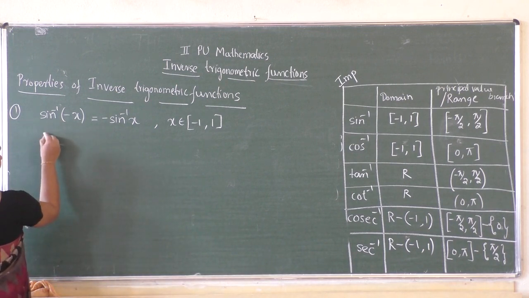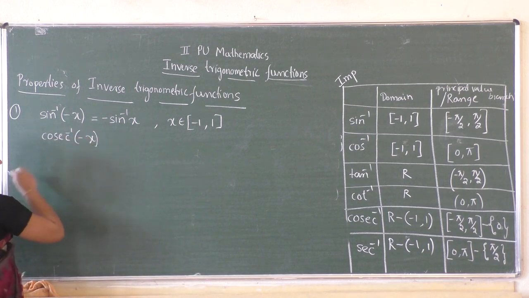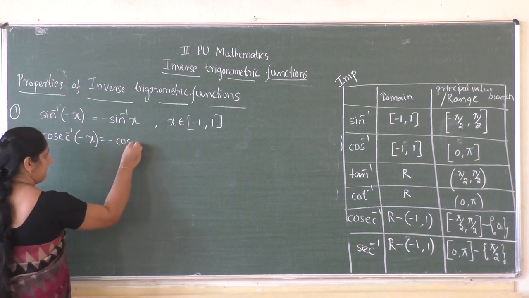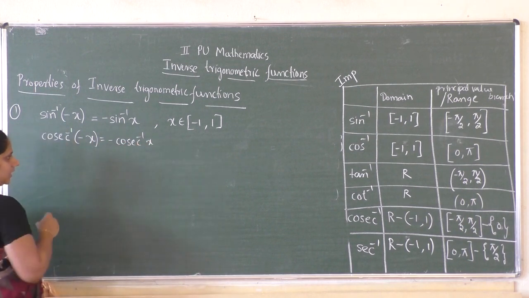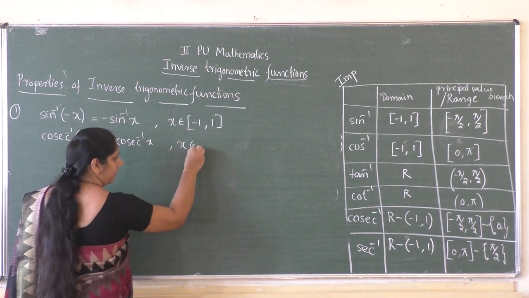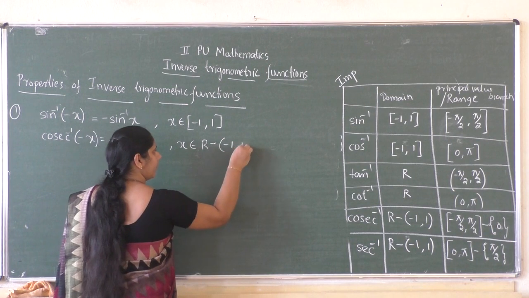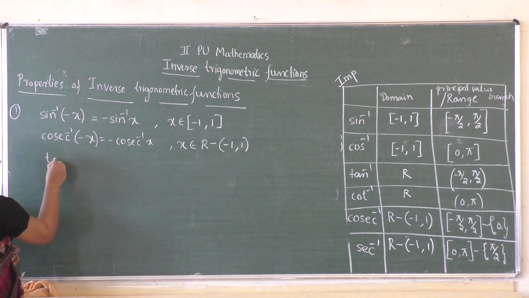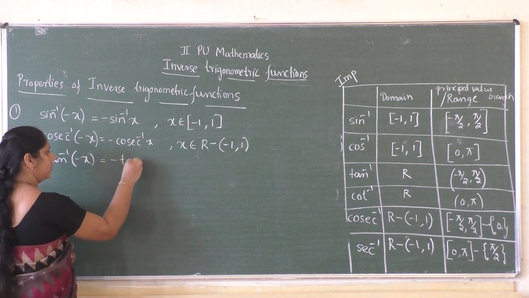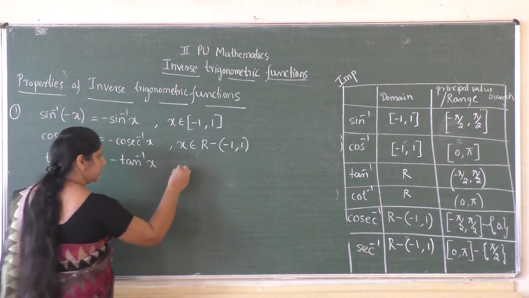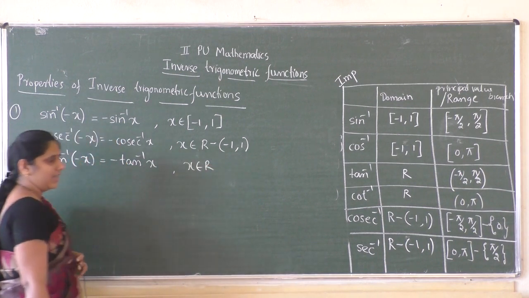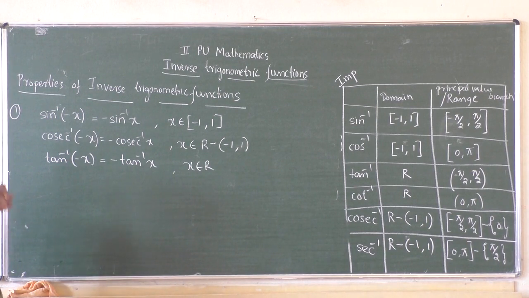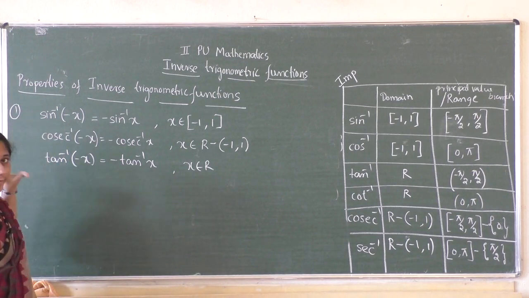And second, cosec inverse of -x equal to minus cosec inverse x, where x belongs to R minus open interval -1 to 1. And third one, tan inverse of -x equal to minus tan inverse x, where x belongs to R. So these are the properties, the first type of properties.